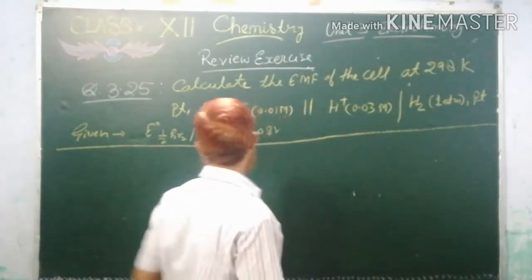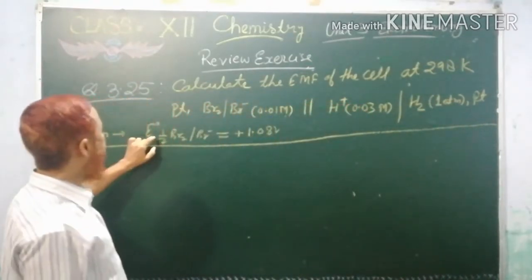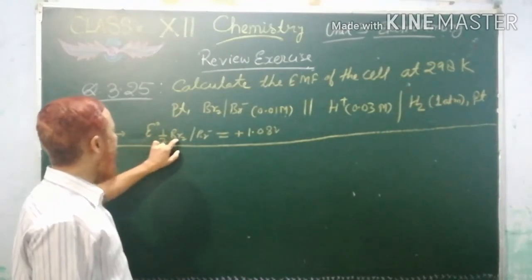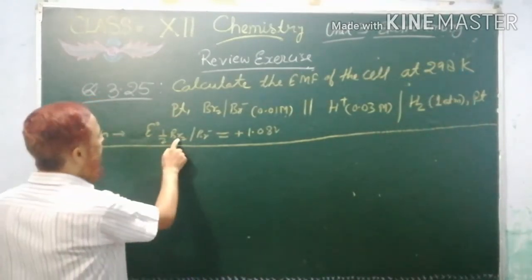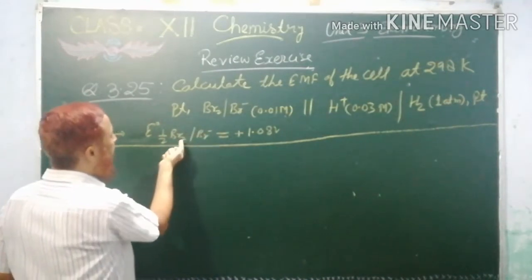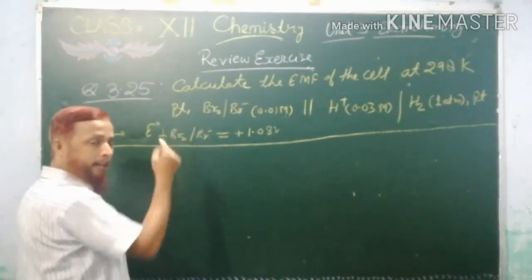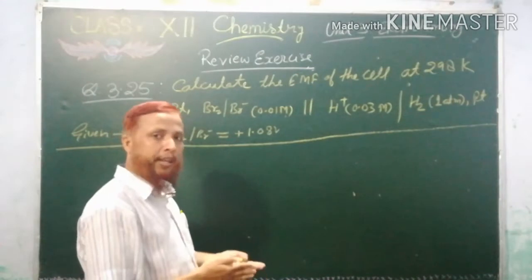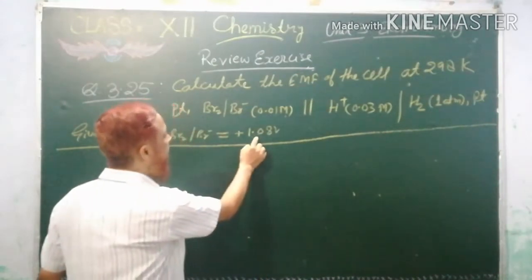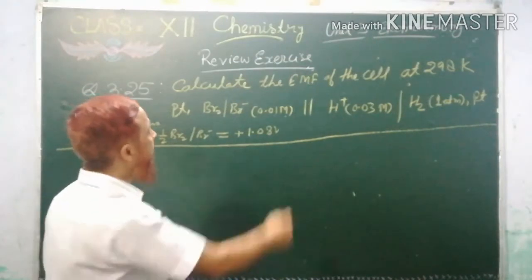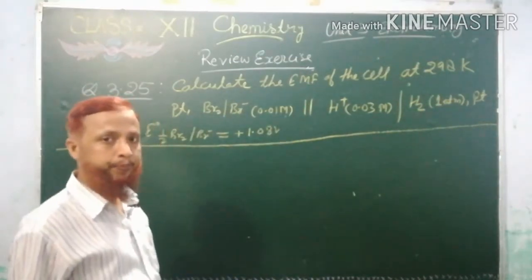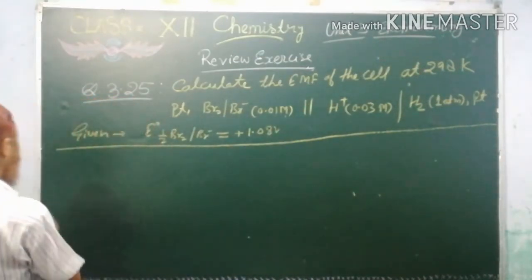This is the cell, and the standard reduction potential of bromine is given. You see, it is given Br2 / Br minus, which means bromine is taking electrons, and gain of electrons is called reduction. So this is the reduction potential of bromine. Then it is asking what will be the EMF of the cell. So let's do the solution.